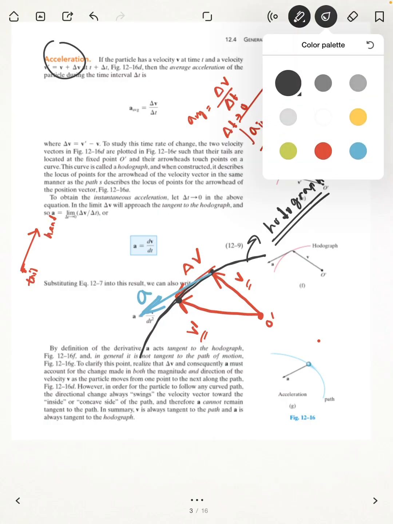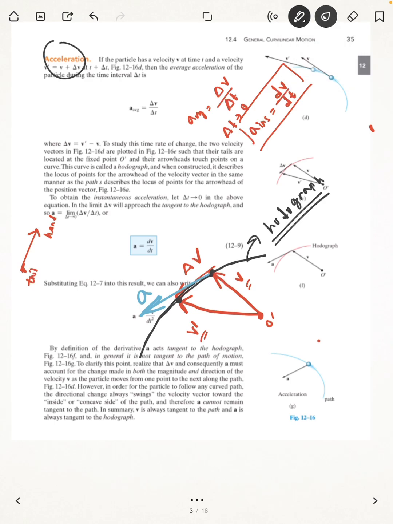Okay, so you can say that the locus of the points of the head of the velocity vector, if you join them, will form a curve, and this curve will be called the hodograph. And what is the necessity of this curve? Basically it determines the direction of the acceleration, the change of velocity. If you take the tangent along this curve, this is the direction of the acceleration.